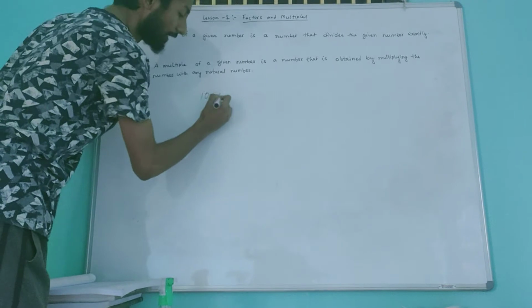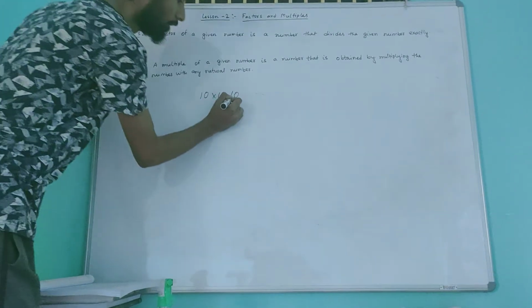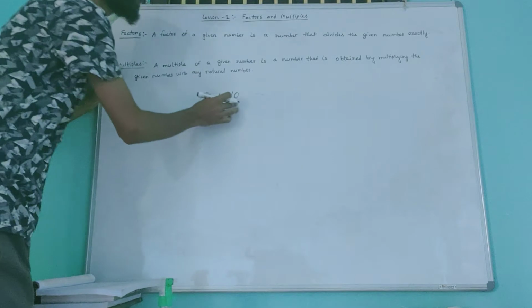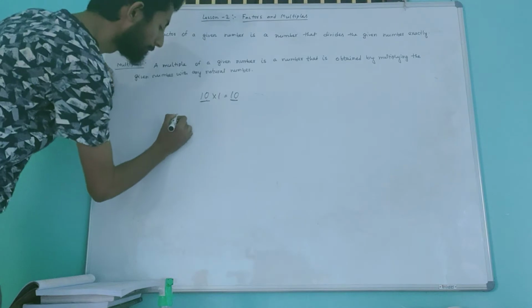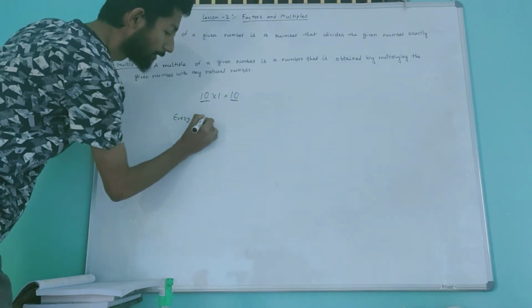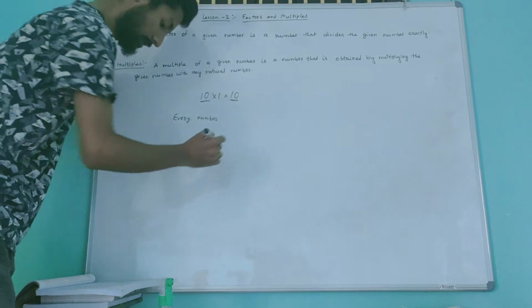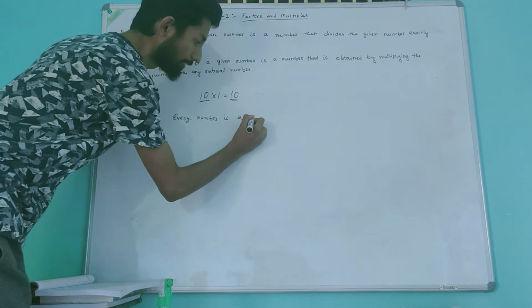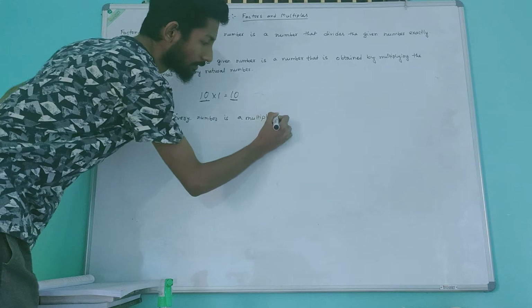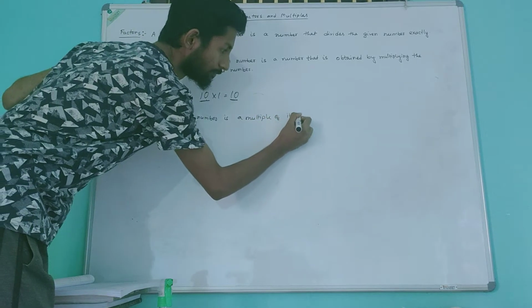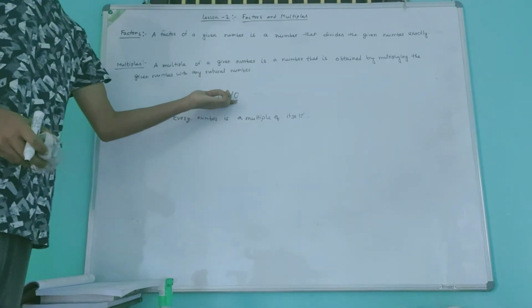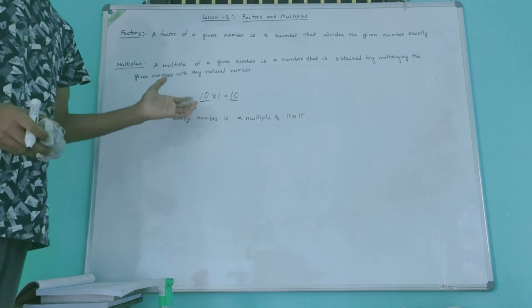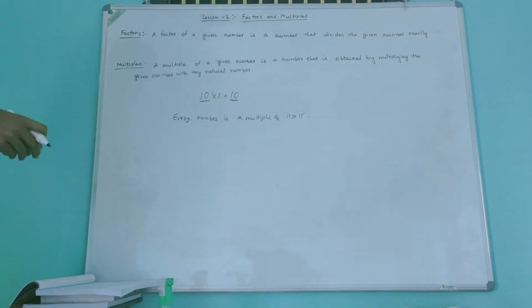Now you can see over here, suppose we multiply 10 with 1. We will get 10 only. So 10 is a multiple of 10, so we can write that every number is a multiple of itself.